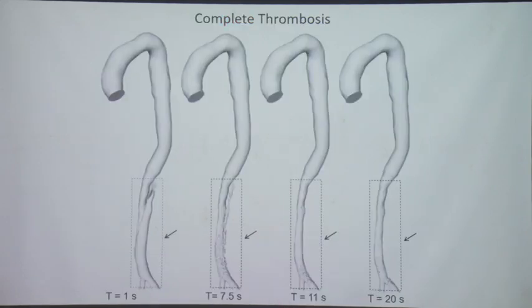Let me see if this is an animation. This is not an animation, so yeah. To be safe, I always have some snapshots in case the animation does not play. These are the snapshots of the simulation results captured at different times. This is at the initial time. You can see that after the procedure, the false lumen has been compressed.